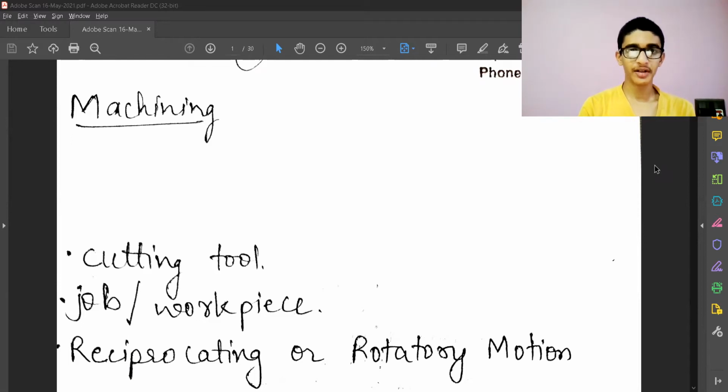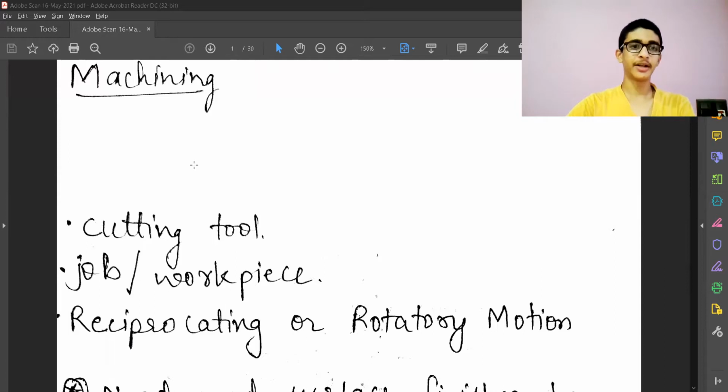In machining, what we'll do is remove the material from the original workpiece, and that removal of material is made in such a way that the final piece we get is the desired shape. So this is another approach to manufacturing, by removing the material.